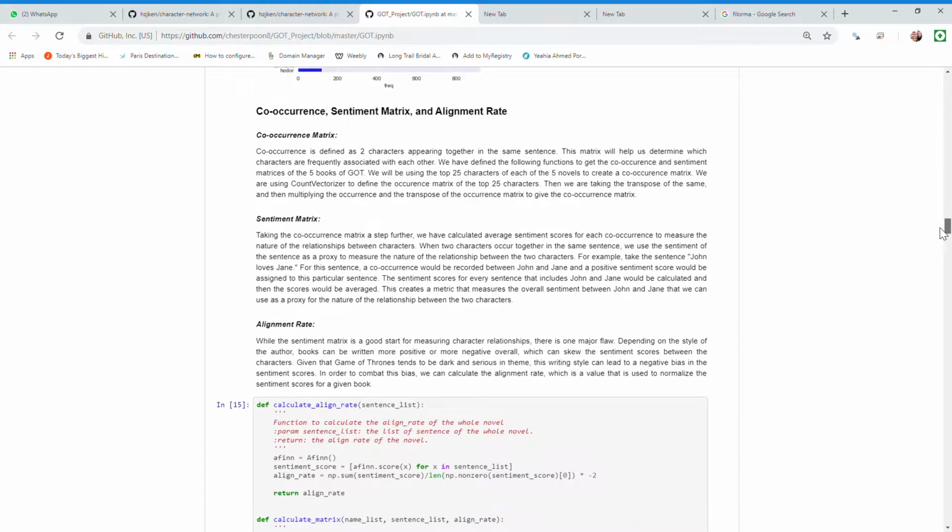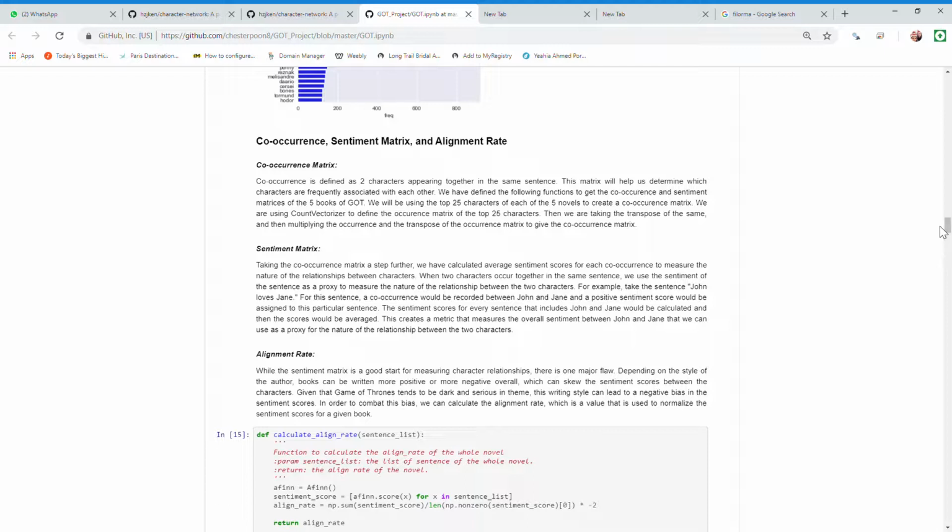So from here, we want to build on this. We want to say, okay, of these characters, what are their relationships with each other like? And in order to do that, we develop a co-occurrence matrix as well as a sentiment matrix. The co-occurrence matrix is a matrix that essentially keeps track of how often these characters have relationships with each other. And this is done on the sentence level. So anytime two characters show up in the same sentence with each other, our co-occurrence matrix is going to track it.